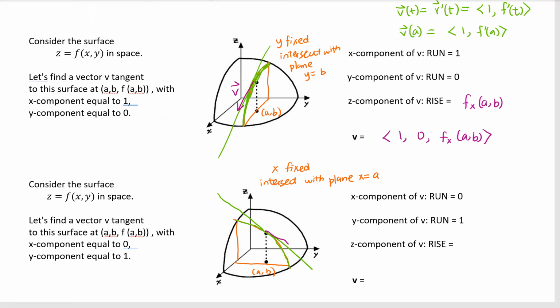Okay, so v, let me draw it more straight. So this is the v. We want the x component to be 0, the y component to be 1. Then what is the z component? Like the previous example, because we consider z as a function of y, with x a fixed constant, this is partial f partial y at the point (a, b). So that's why our v has x component 0, y component 1, and z component partial f partial y at the point (a, b).